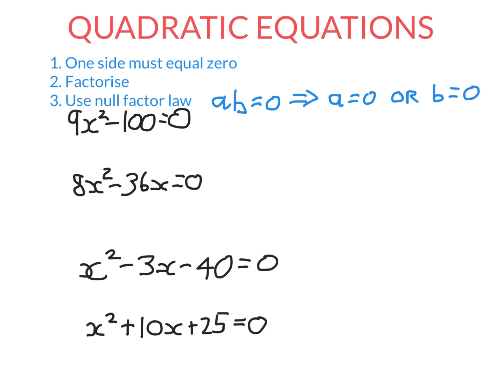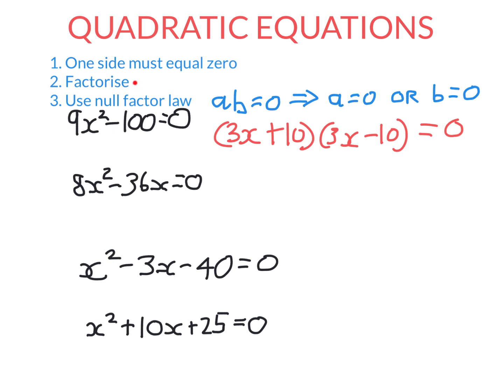All right, let's look at it in action. So we've got 9x squared minus 100 equals 0. Well, step one's done. One side does equal 0. Now we're going to factorize. So hopefully we recognize this as the difference of two squares. Perfect square minus perfect square. The way we factorize the difference of two squares, we get two brackets. So we factorize by square rooting the first. So square root of 9x squared is 3x. Then you square root the second. One bracket gets a plus, one gets a minus.